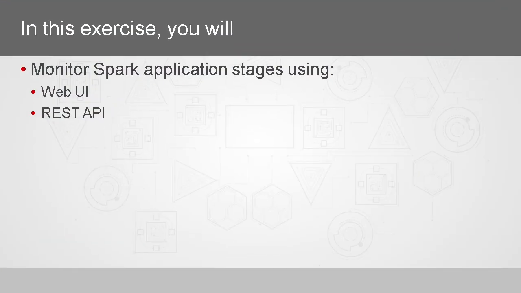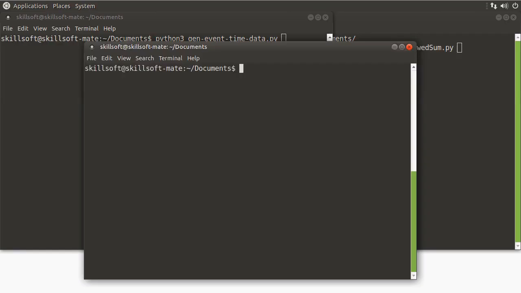In this exercise, you'll monitor Spark application stages using the Web UI and using the REST API. So you'll need to launch a Spark application, ideally something like a continuous application with streaming so that you can monitor something that's active. Now you can pause the video and perform the exercise, and when you've completed it, resume the video and see what I did for an example.